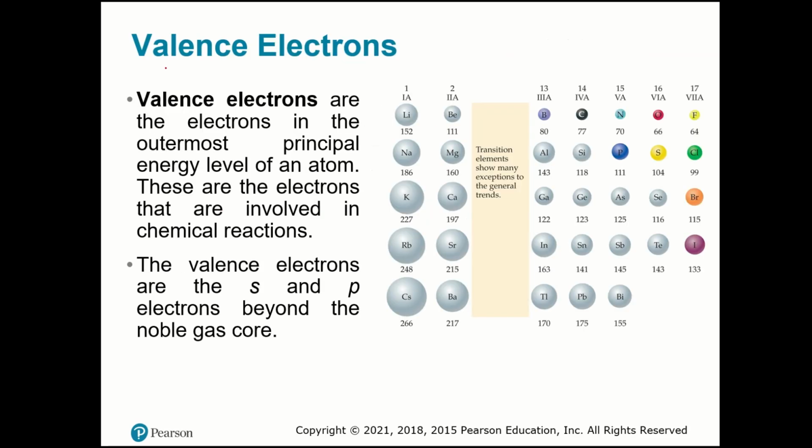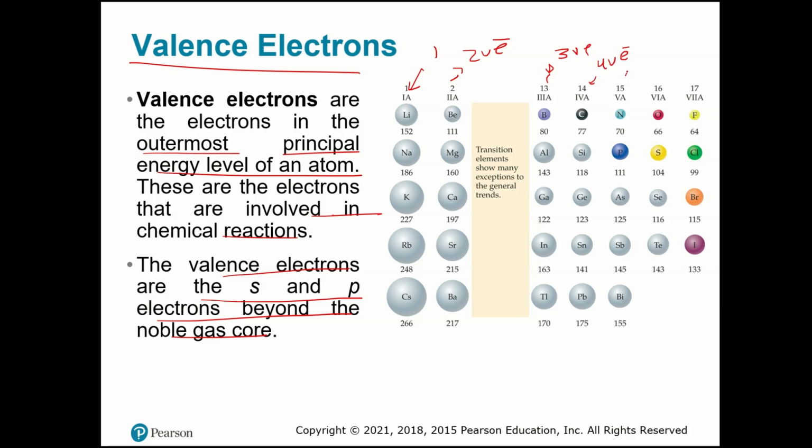Okay. So valence electrons, already talked about this, are the electrons in the outermost principal energy level of an atom. These are the electrons that are involved in a chemical reaction. I like to think about this as the money that you can use. Okay, it's not your savings. It's the money that you can negotiate. So the valence electrons are the s and p electrons beyond the noble gas core. So remember that I did the electron configuration for group 1. All those elements have 1 valence electron, and this has 2 valence electrons. Okay, this will have 3 valence electrons, 4 valence electrons, and 5 valence electrons, 6 and 7 valence electrons.